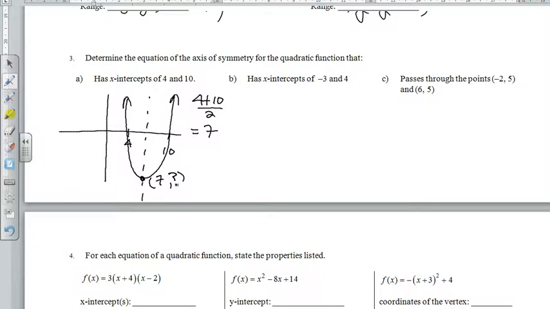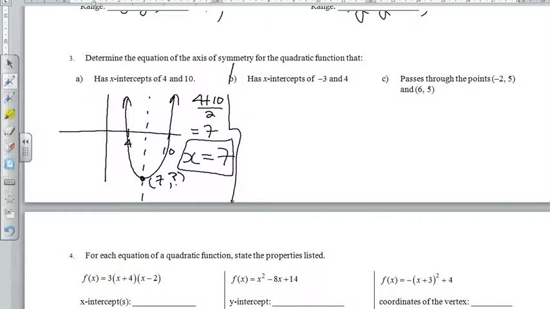And it also could have opened down, right? That's why we don't know that y value. It could open up, it could open down. But we do know that that x value must be 7. So the equation of the axis of symmetry is x equals 7. So in this case, we're adding them because we're averaging them, right? We're trying to find the middle of them.